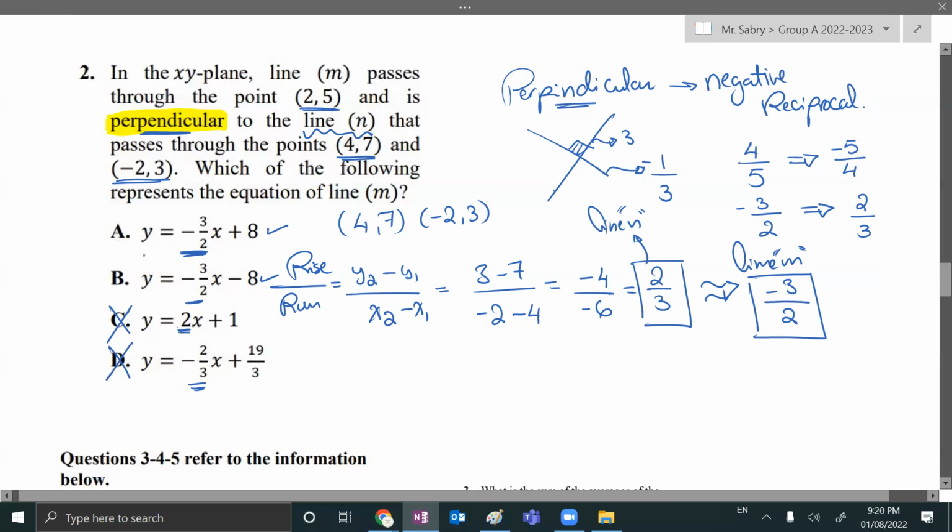Now how do I check whether A is the correct one or B is the correct one? Using the given point that is on line M. I should substitute x by 2 and see whether y comes out as 5 or not. So for example in A, if I do negative 3 over 2 times 2 plus 8 on the calculator, it gives me 5. So yes, it is similar. So A must be the correct choice.